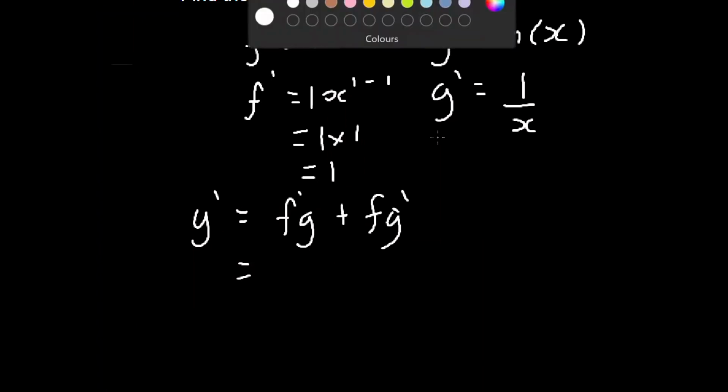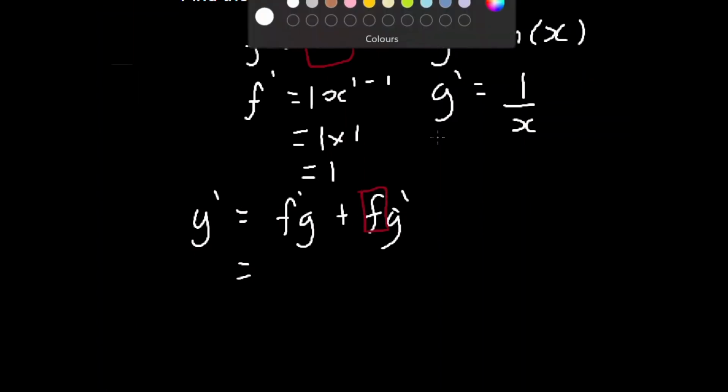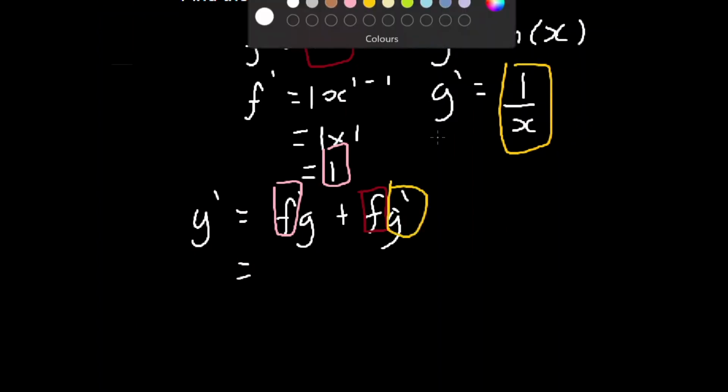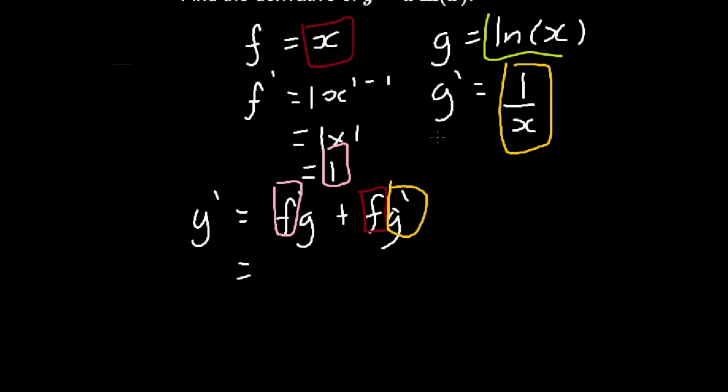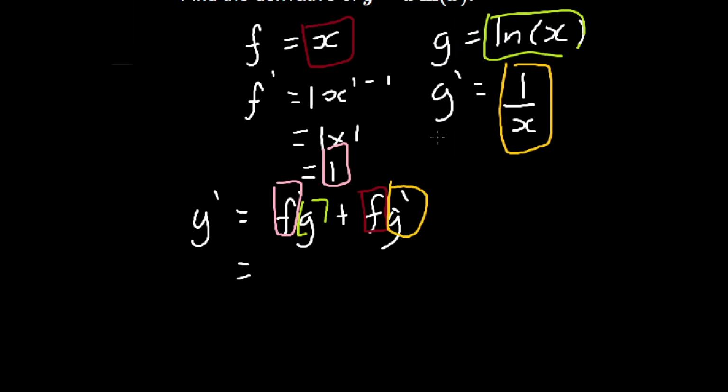So I'm going to color everything to make it really easy here. So this color replaces the f. This color here replaces this one. This color here in yellow replaces this guy. This color here in green replaces this g here. Okay, so let's go through and substitute everything in.